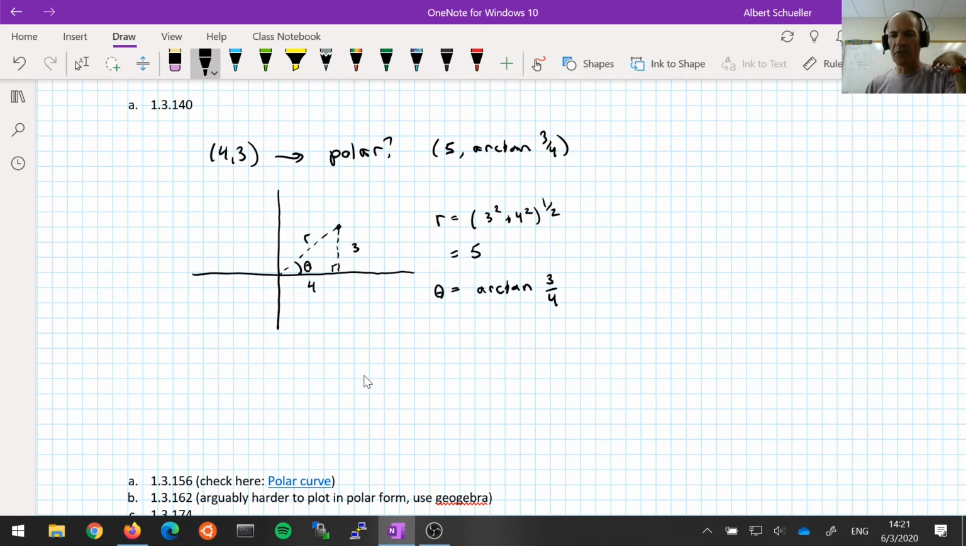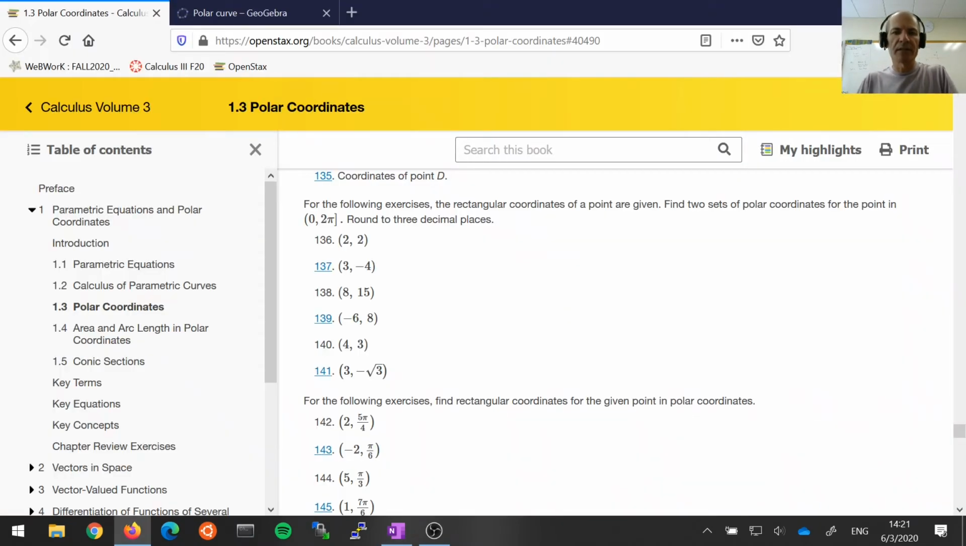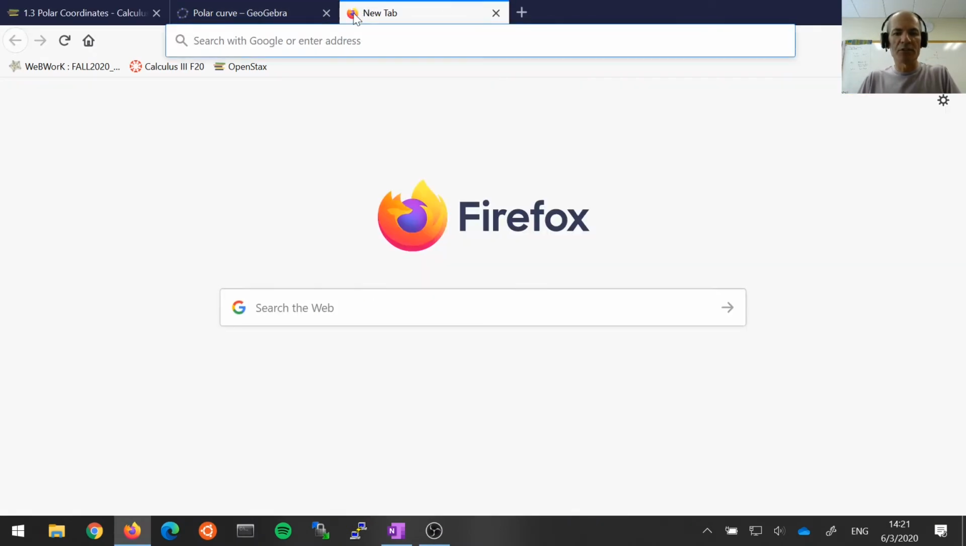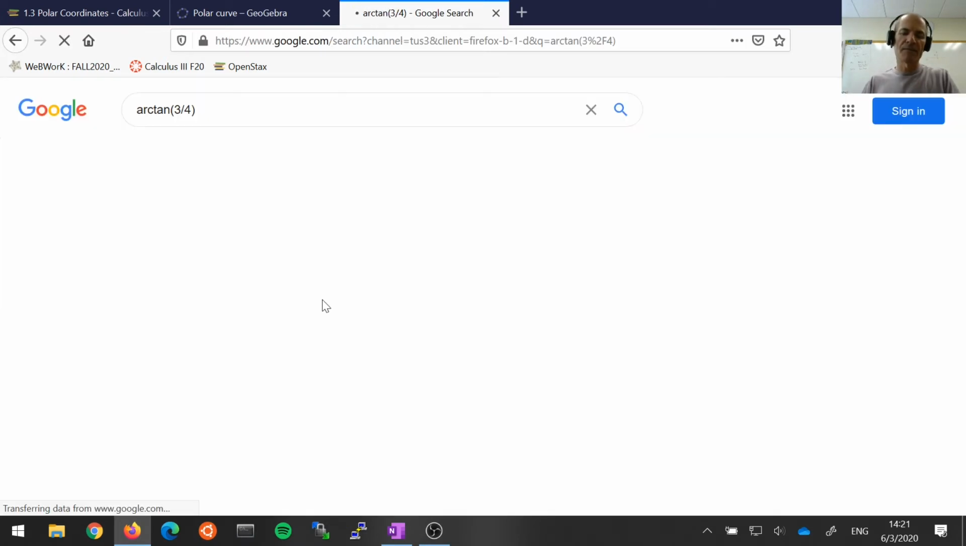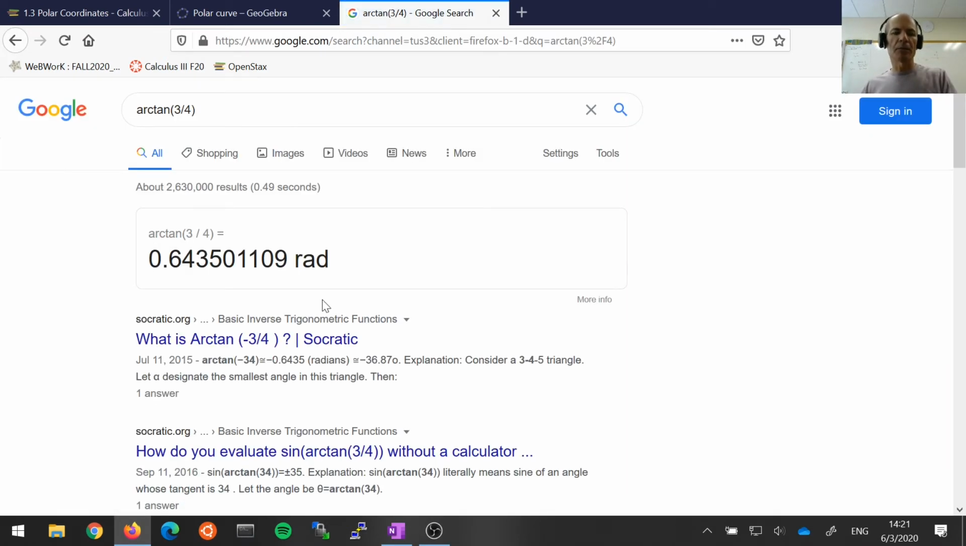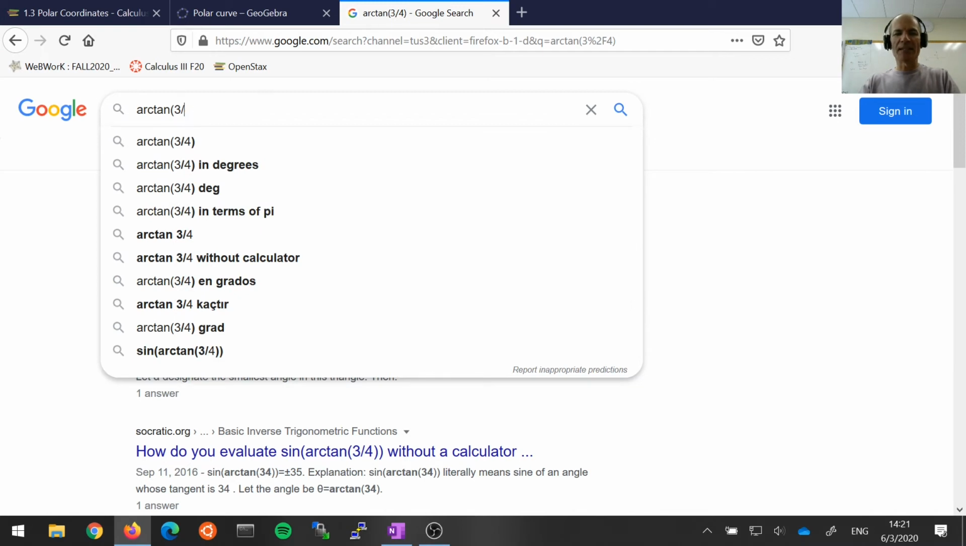If you're curious, what is this angle? Is it consistent with my understanding of the geometry? Then by all means, get out your favorite calculator. Nowadays, mostly I just use Google and ask it, what's the arctan of 3/4? And Google will come back and tell you that's 0.64 radians. And of course, you immediately wonder, what is 0.64 radians in degrees? So let's see what that's all about.